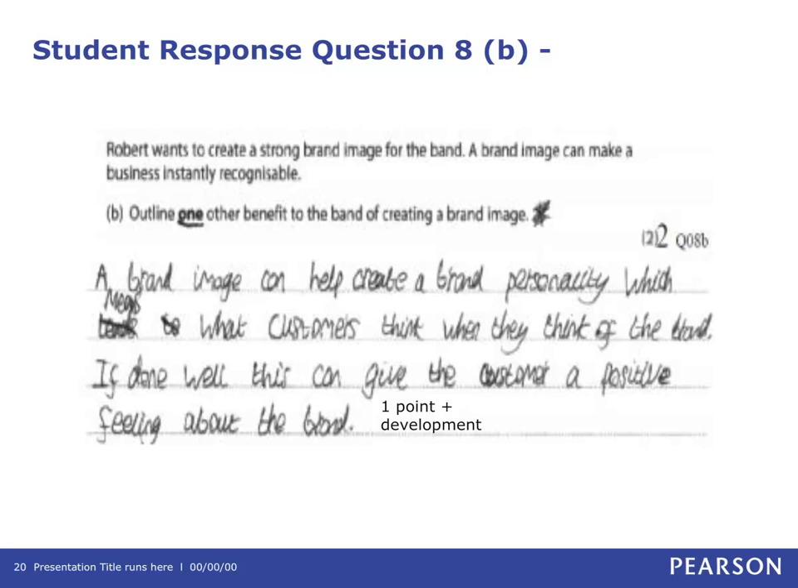Awardable answers are: a brand image can be extended onto other products. 1. Such as merchandise, which the band can sell at concerts. 1. A brand image can develop a personality. 1. Which fans feel that they are able to relate to, making them more loyal. 1. Different. 1. Stand out. 1. Add value. 1. Unique. 1. Therefore can charge more. 1.